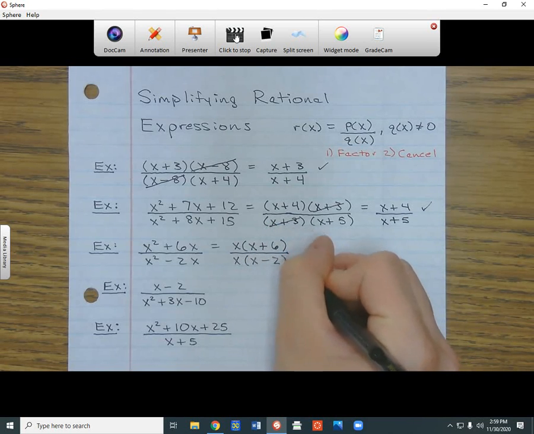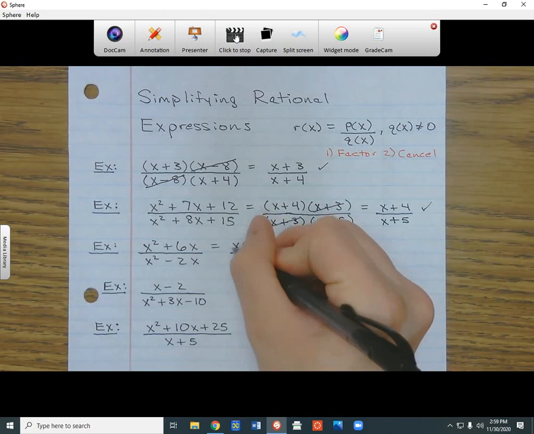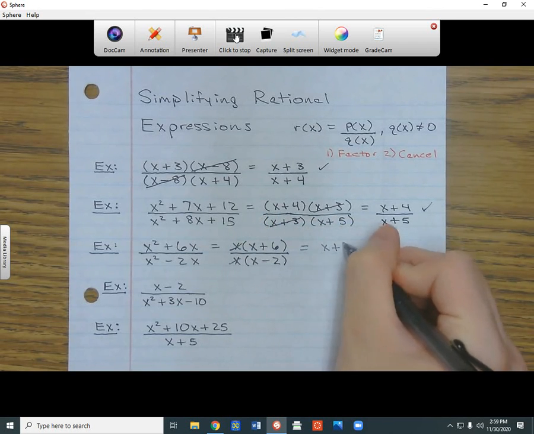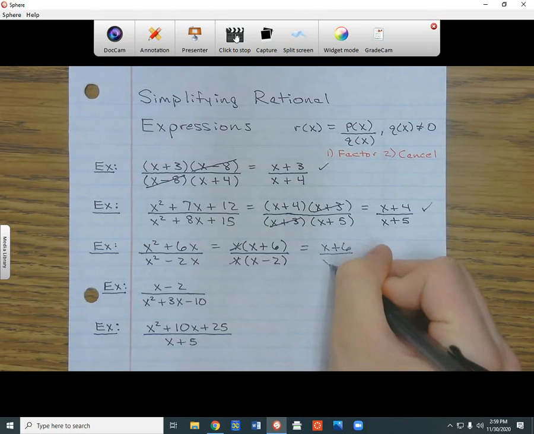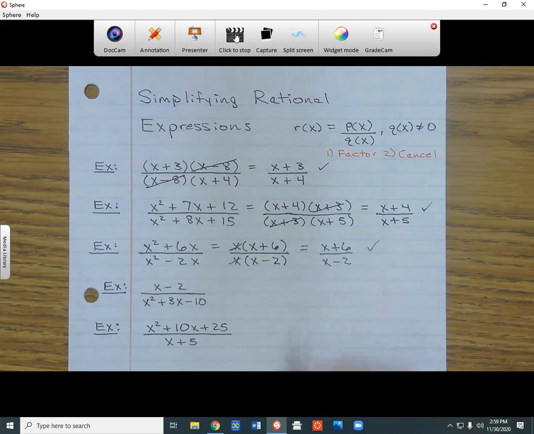So now, can you see what matches up? On the top and the bottom, it's going to be the two x's, right? So I cross those out, and I'm left with x plus 6 on the top and x minus 2 at the bottom. And since there's nothing left to cancel, I'm done. Alright, let's look at the next one.